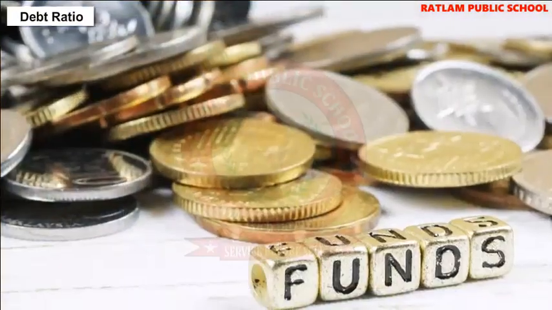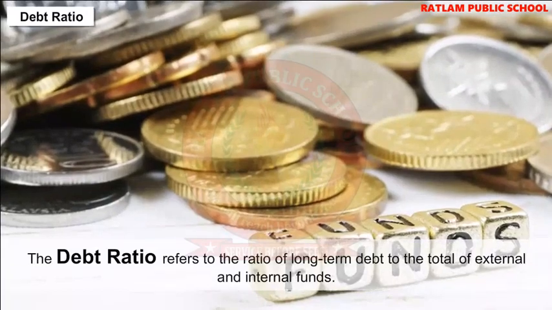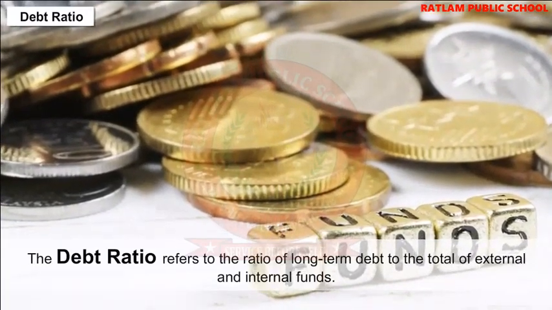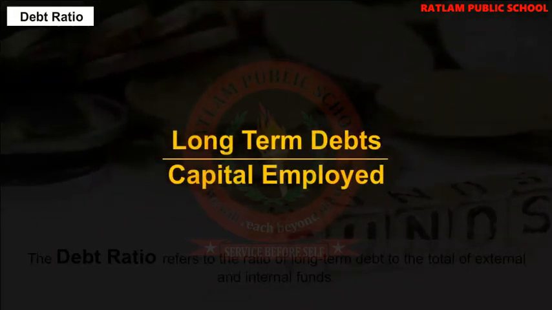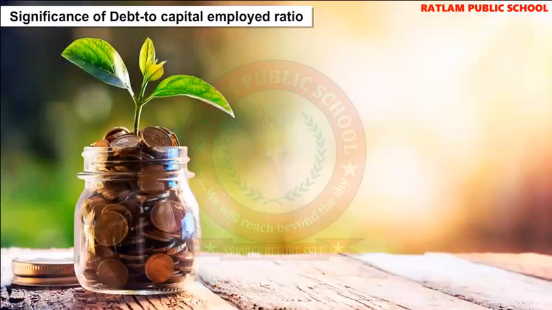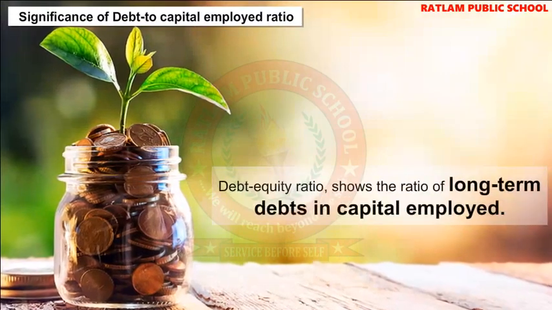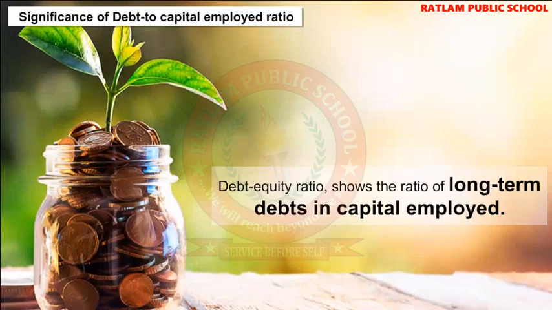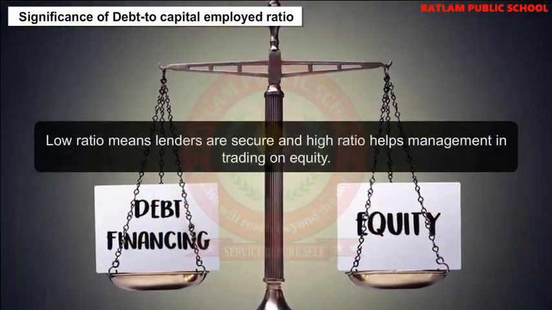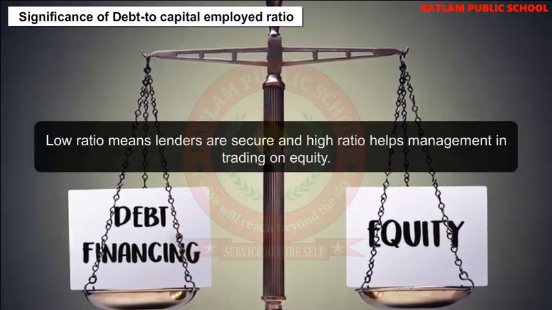Debt ratio. The debt ratio refers to the ratio of long-term debt to the total of external and internal funds. It is computed as follows: long-term debts upon capital employed. Significance of debt to capital employed ratio. The debt ratio shows the proportion of long-term debts in the capital employed. A low ratio means lenders are secure, and a high ratio helps management in trading on equity.